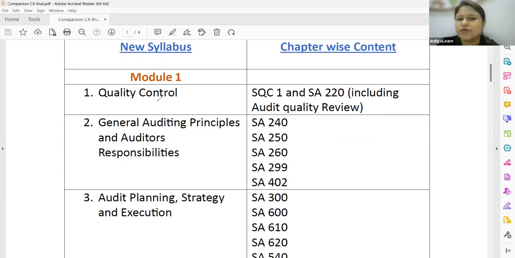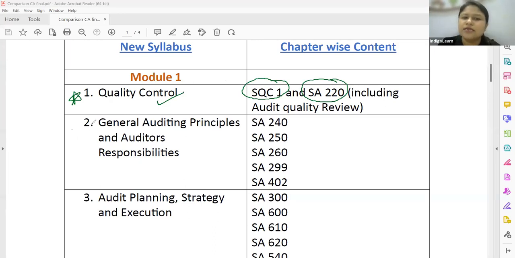First chapter is going to be quality control. This is not something brand new. It is something that you studied as a part of SQC 1, Standard on Quality Control, and quality control for audits as SA 220. These 2 standards are extremely important from the exam point of view and for understandability also, so the institute has made a separate chapter altogether for them. Quality control is going to talk about SQC 1 and SA 220, where we talk about the quality control framework required by the chartered accountants firm. That is very, very important. It also talks about the engagement quality control reviewer, all of those things covered by the first chapter.